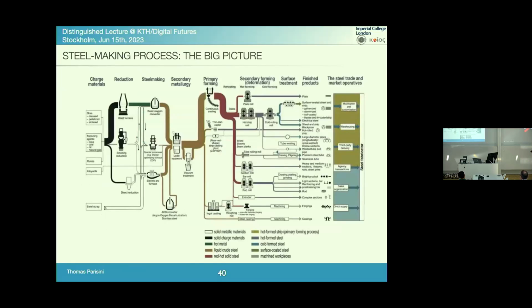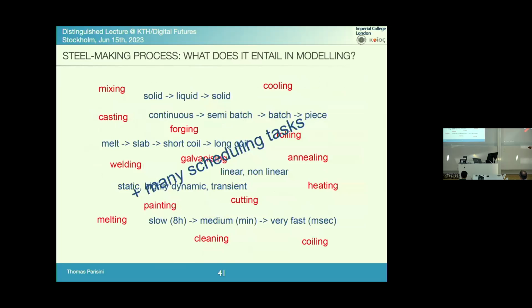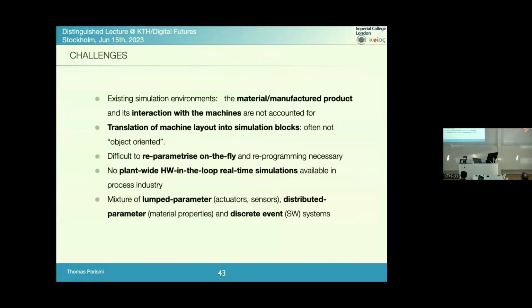So this slide has only the goal of showing you that if you want to make a digital twin of a process plant like that, there are many things that you have to consider in your big model. Going to our common buzzwords, you have a lot of physical processes, and then you have continuous, discrete, PDEs. You have all these kinds of things, and you have many scheduling and discrete event parts. All these have to be considered. Okay, let me skip that.